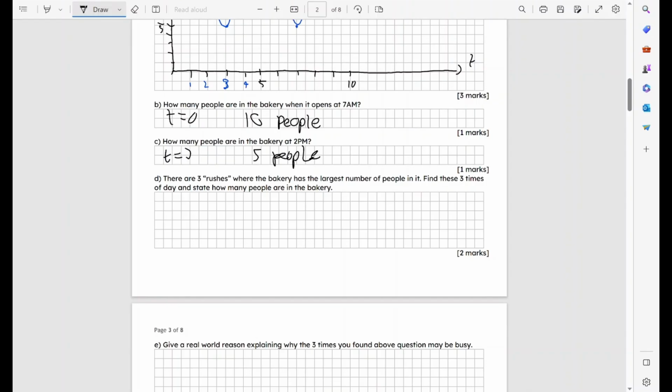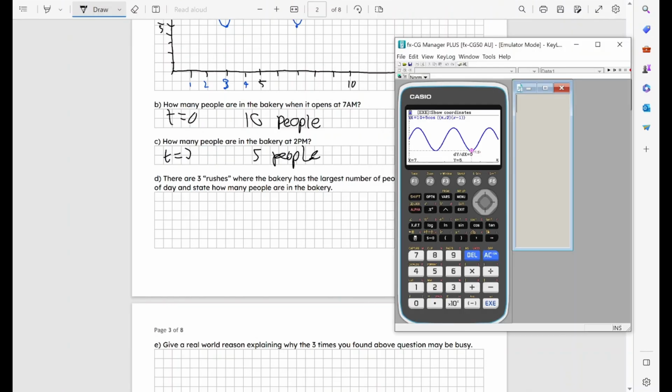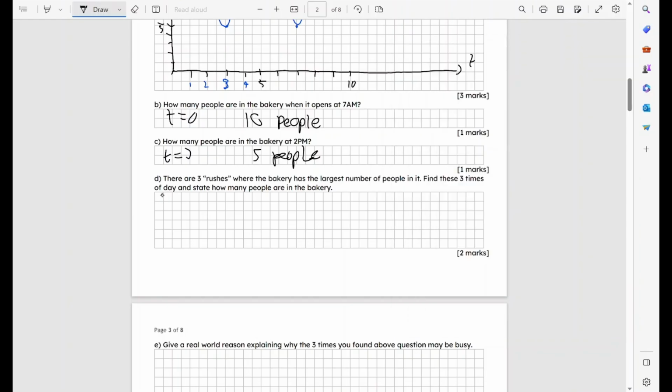And then we want our maximums. So there are 3 rushes of the bakery. It has the largest number of people in it. Find these 3 rushes and sort of interpret your answer. So we're going to go max here. The first one is at 1.15.